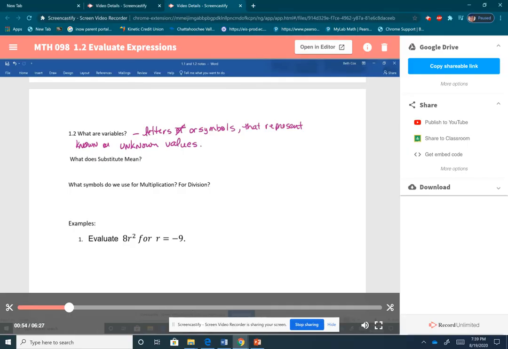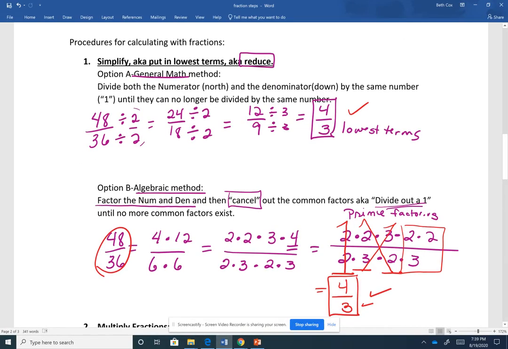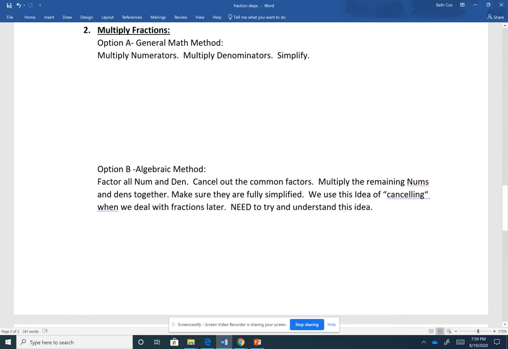Okay, here we go. Wrong one. Let's try here. There we go. We were talking about reducing a fraction or putting it in lowest terms, and I gave you two methods, the general math method or the algebraic method. I like the algebraic method because I don't like to sit there and think what goes into it, and I can always do what times what. But that's not you. You can use the calculator method. It doesn't matter. So now we're going to multiply fractions.